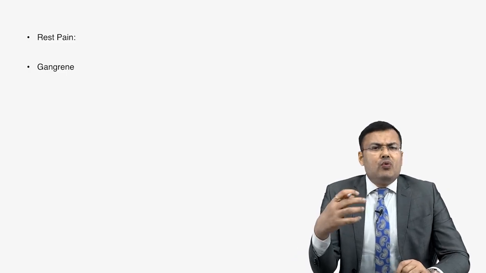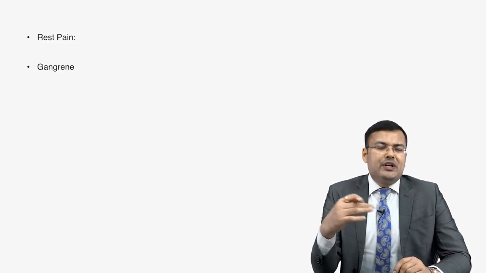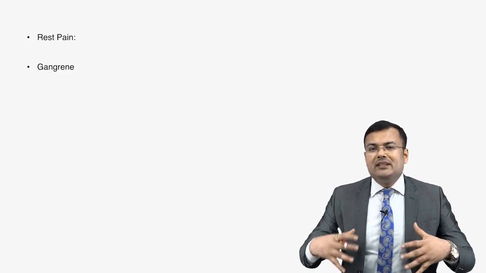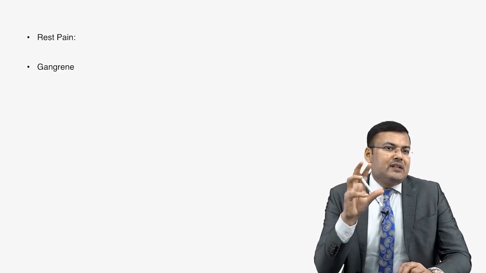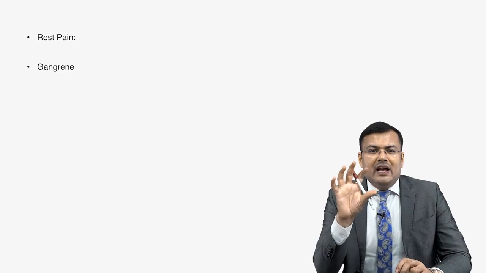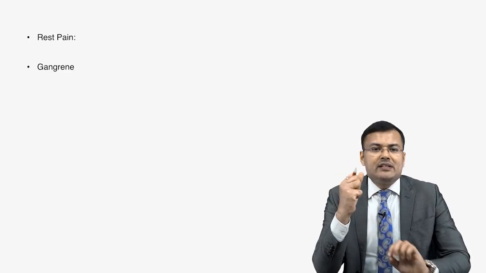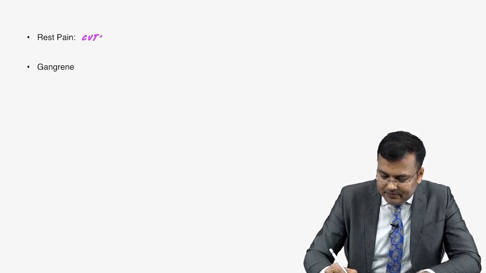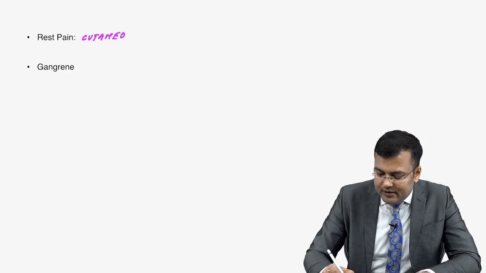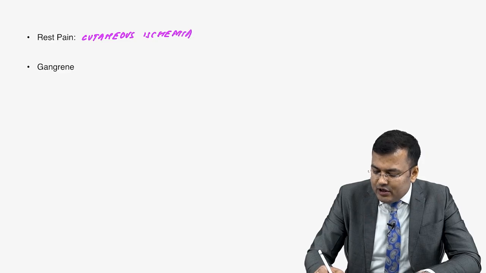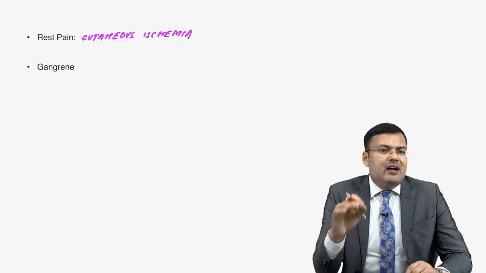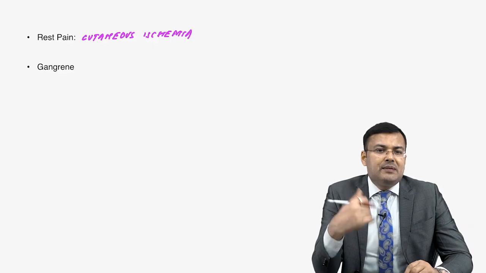Next, what is the cause of rest pain? Whenever there is progression of symptoms, it is because of cutaneous ischemia. What happens here? There is sympathetic stimulation. Sympathetic stimulation causes vasoconstriction, and whenever there is vasoconstriction, there is cutaneous ischemia. So rest pain is because of cutaneous ischemia, and this cutaneous ischemia is because of sympathetic stimulation. That's why we will discuss in the treatment that we can perform lumbar sympathectomy if the patient is having rest pain.